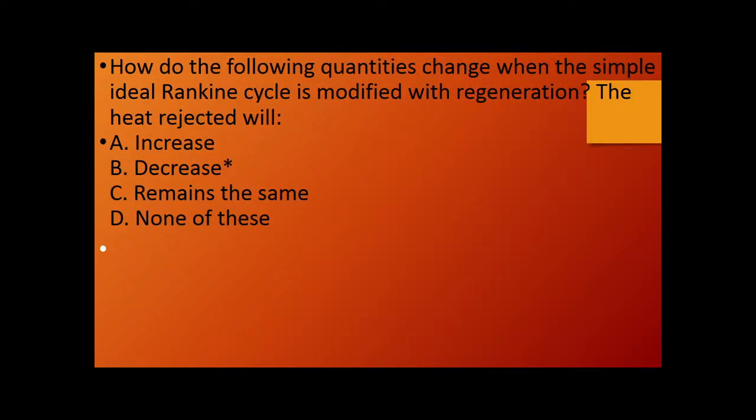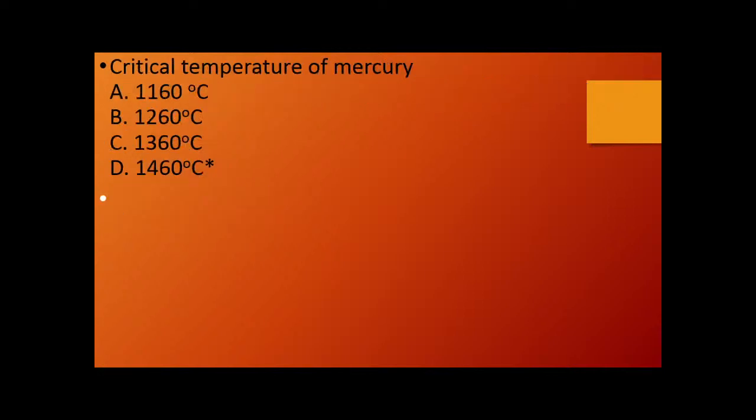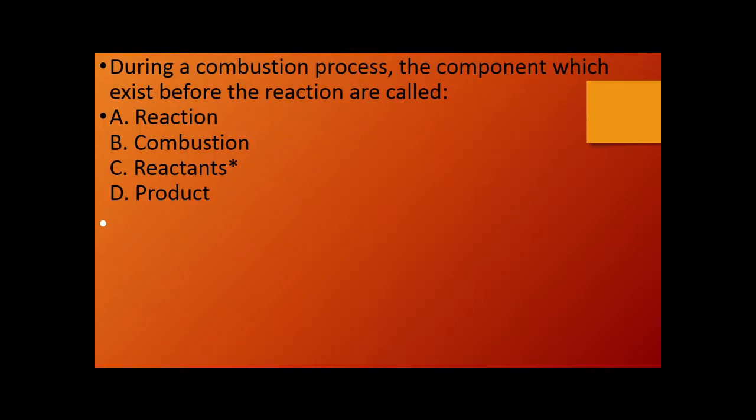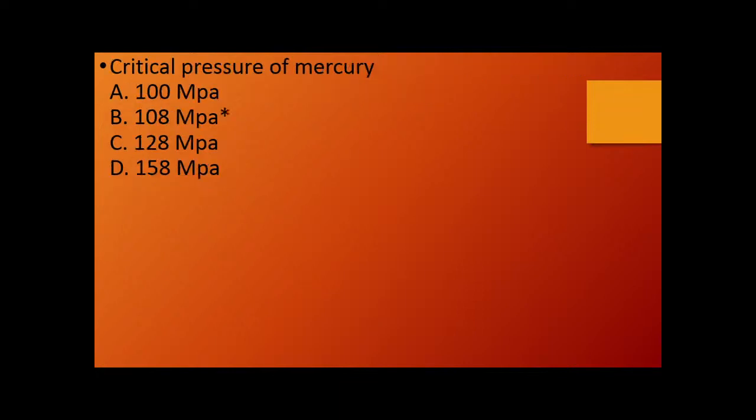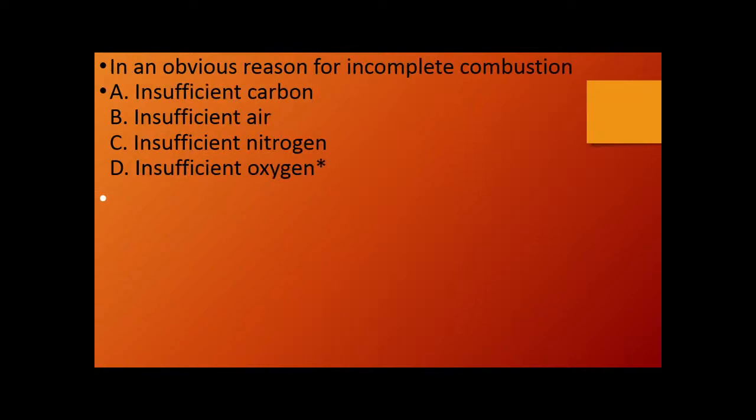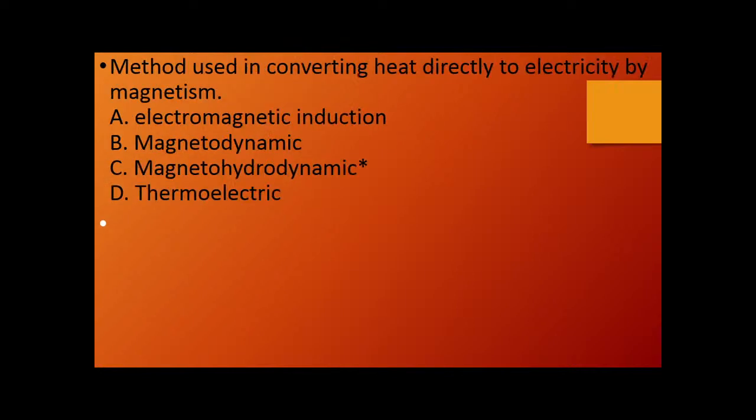How do the following quantities change when the simple ideal Rankine cycle is modified with regeneration? The heat rejected will, answer, decrease. Critical temperature of mercury is 1460 degrees Celsius. During a combustion process, the components which exist before the reaction are called, answer, reactants. Critical pressure of mercury is 108 MPa. An obvious reason for incomplete combustion, answer, insufficient oxygen.